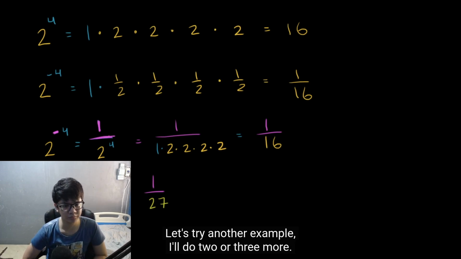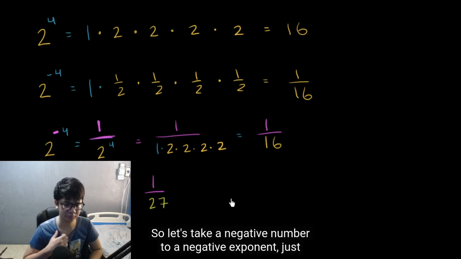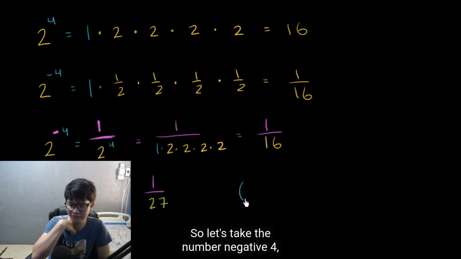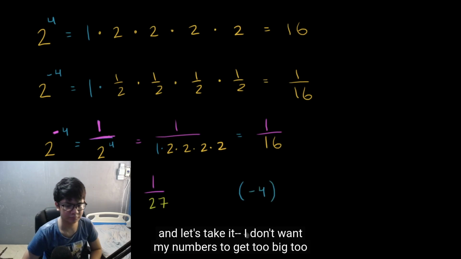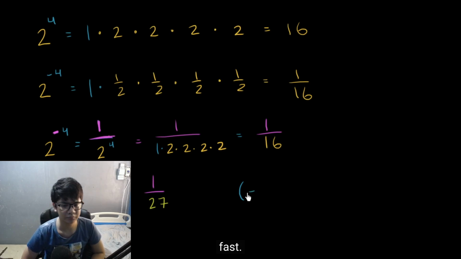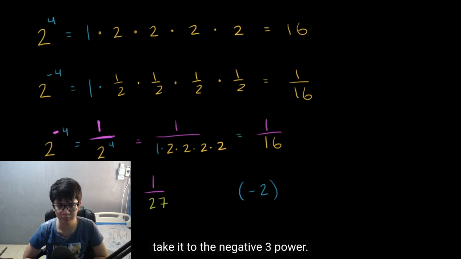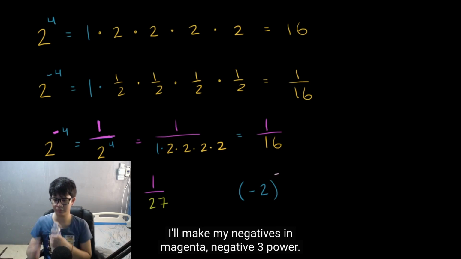Let's try another example. I'll do 2 or 3 more. So let's take a negative number to a negative exponent, just to see if we can confuse ourselves. So let's take the number negative 4. I don't want my numbers to get too big too fast. So let's just take negative 2, and let's take it to the negative 3 power. I'm going to make my negative magenta. Negative 3 power.